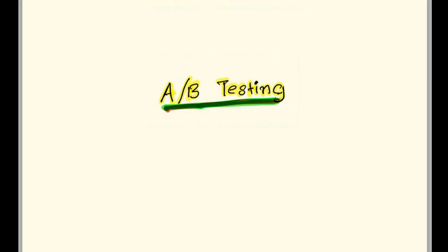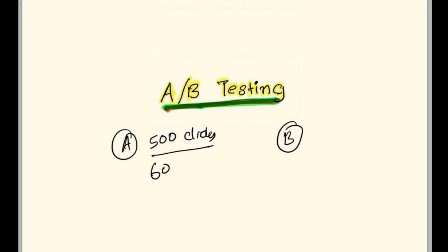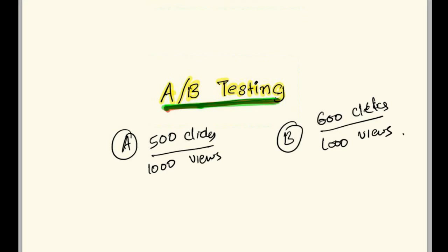What I will do here is walk through a very popular example, a click-view example. Let's say you have an ad A and you have an ad B. For ad A, let's say you have 500 clicks out of 1,000 views, and for ad B you got 600 clicks out of 1,000 views. We need to find out if there is a significant difference between ad A and ad B. Let's see how we do that.